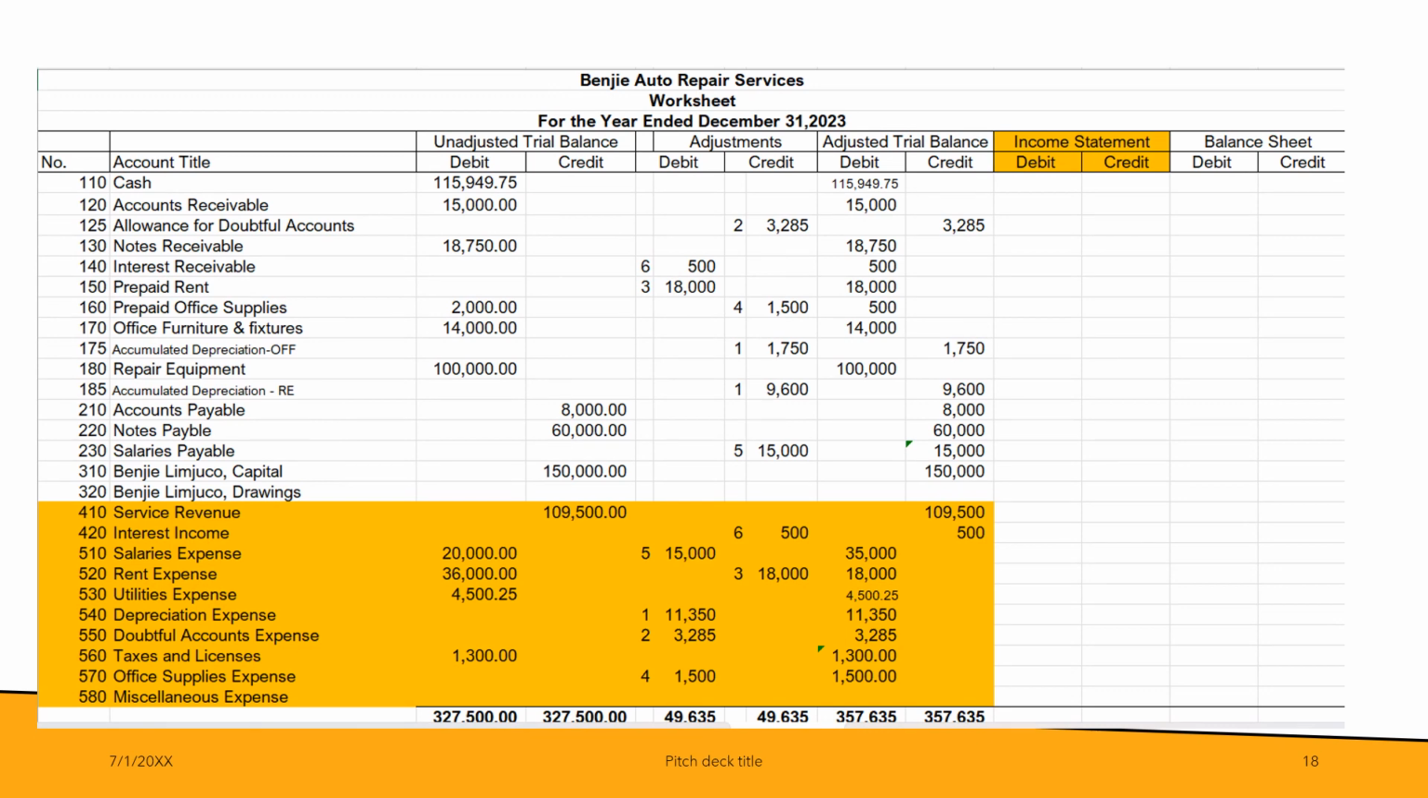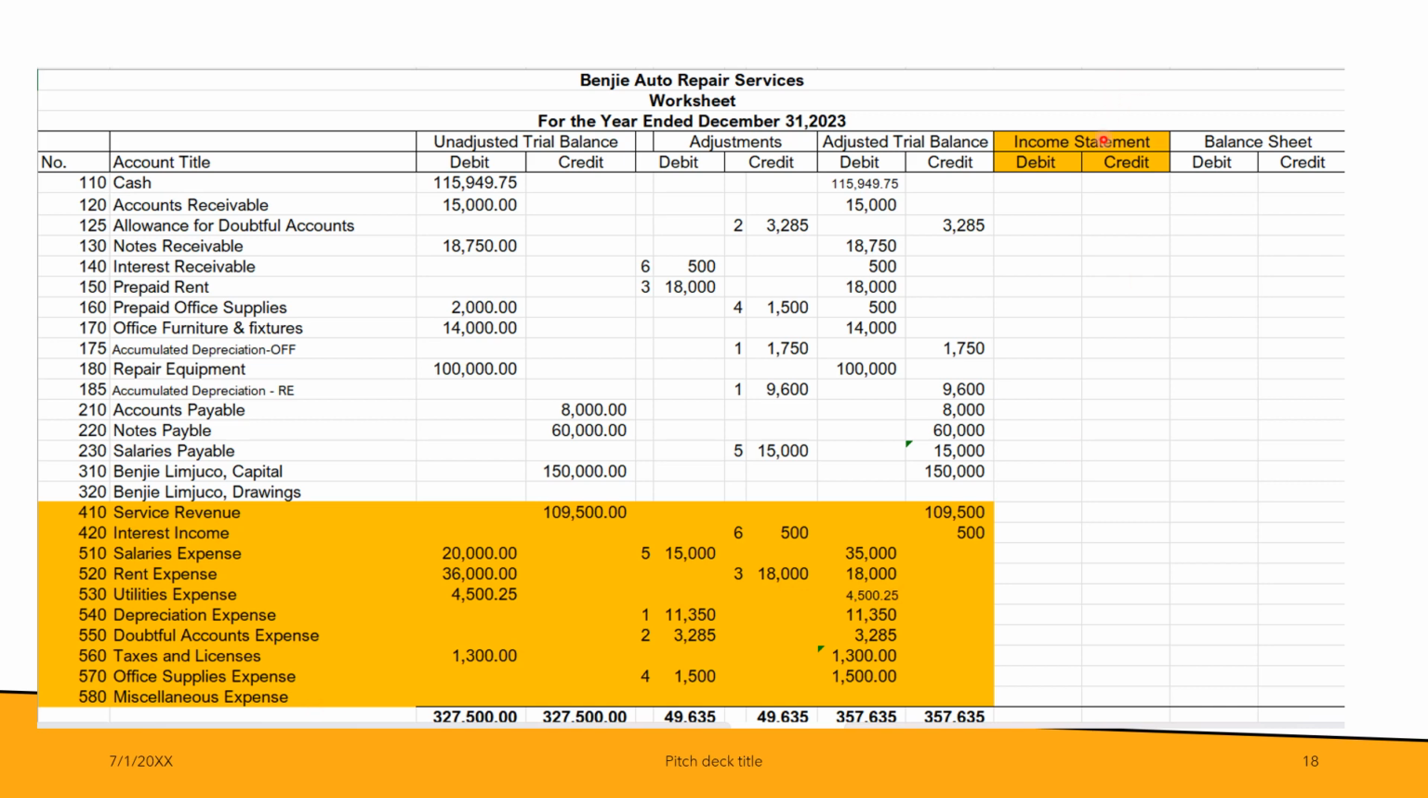For the income statement column, you have to identify what accounts are included in this column. Since the income statement relates to your revenue or income accounts and expenses, you will extend the amounts from the adjusted trial balance to the income statement column. And I highlighted the account titles which are part of your income statement column. So you have here service revenue, interest income, salaries expense, rent expense, utilities, depreciation, doubtful accounts expense, taxes and licenses, and office supplies. Miscellaneous expense has no balance, so we don't have any amount to be extended.